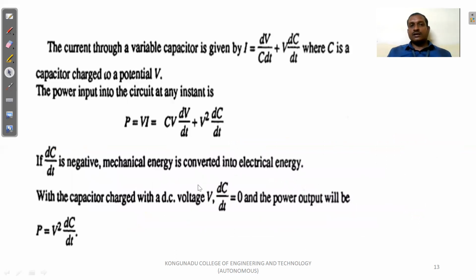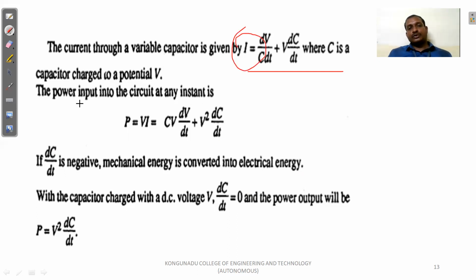So the current through a variable capacitor is I equals C dV by dt plus V dC by dt, where C is a capacitor charged to a potential V. So I equals C dV by dt plus V dC by dt. This is the current formula.